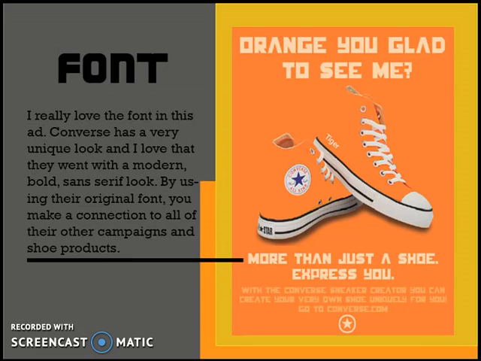The next element that they used was actually font. Converse has a very unique font that they use exclusively throughout all their products and all their ad campaigns. I think it's a very fun, unique font for them. It's modern, bold, sans serif. They have it on the shoes, and basically everywhere in the domain of their corporation. And I feel it brings a theme and a very consistent feel throughout the company.